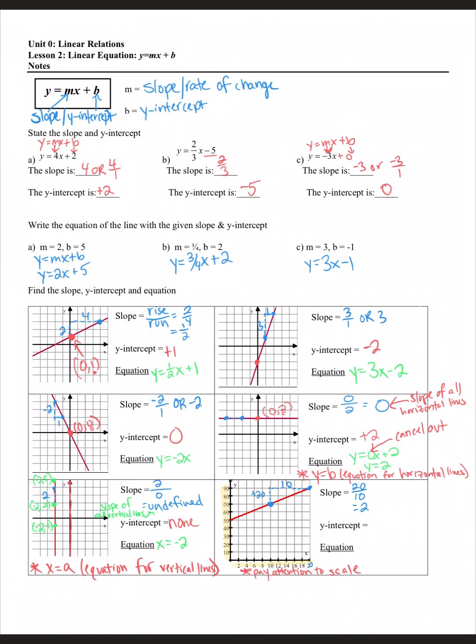Our y-intercept, where does it cross my y-axis? It crosses my y-axis right there. So it crosses at 50. So we just have to make sure, again, we're paying attention to that scale. Our equation is going to then end up being y equals 2x plus 50.